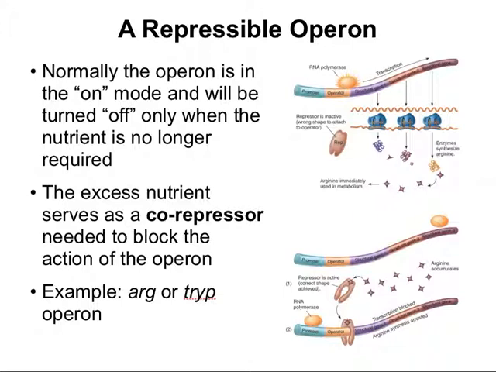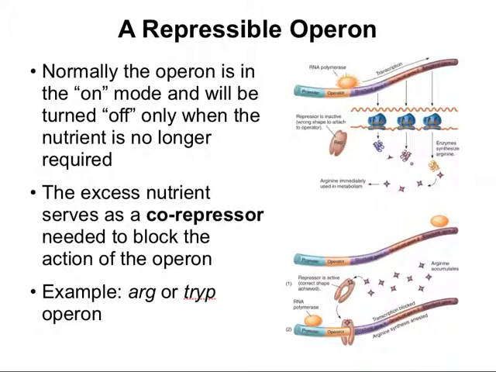A repressible operon is essentially opposite in function. It has all the same components, the promoter, the operator, and the structural genes. Normally, the operon, however, is in the on mode, and it'll be turned off when a nutrient is no longer required. The system we often use as an example for this is amino acid synthesis. So we'll look at the arginine operon and the tryptophan operon.